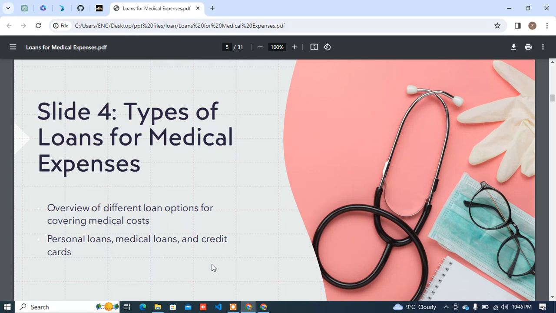Slide 4 is types of loans for medical expenses. If you are going to apply for a loan for medical expenses, there are different types of medical loans. This is an overview of different loan options for covering medical costs. If you go to a company or bank or anywhere you want to get a loan from, you can ask them which different loan options they offer for medical expenses. They are personal loans, medical loans and credit loans.